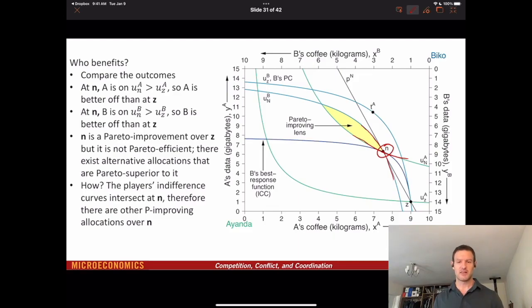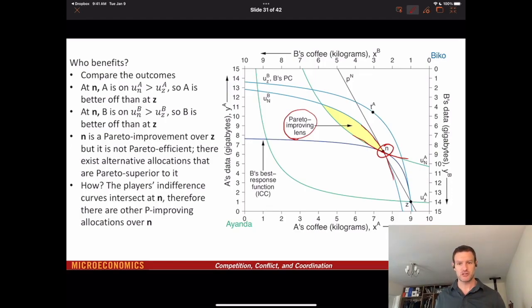Because they intersect each other, their marginal rates of substitution are not equal at point N. Because their marginal rates of substitution are not equal, we can see that there is a Pareto improving lens when we think about point N, and we can think that there are these other points that are mutually beneficial that they're unable to agree to get to. All right, so they're not able to agree to get there because of the structure of the game. Because Ayanda acts as the first mover and can propose the price, and then Biko responds to that price. That's what's constraining them in terms of the institutions of the game. When that happens, they end up at point N.